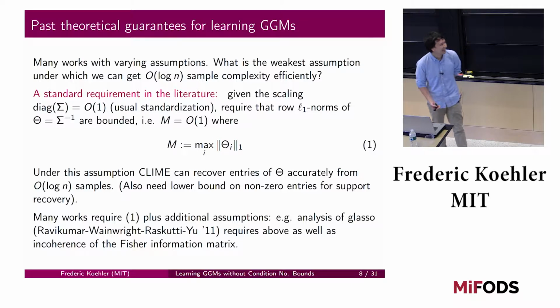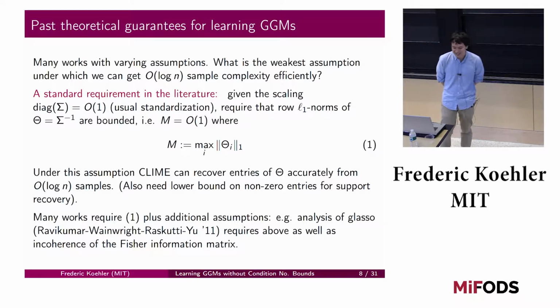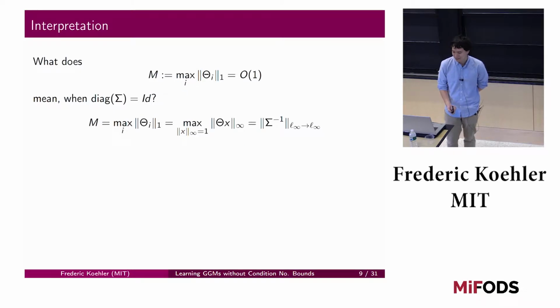In order to analyze the graphical lasso, people have had to make additional assumptions, which include things like incoherence on something called the Fisher information matrix. It's basically a stronger assumption that ideally you wouldn't have to make. Okay? But let's go back to this assumption, which looks relatively benign, and let's think about what it really means.